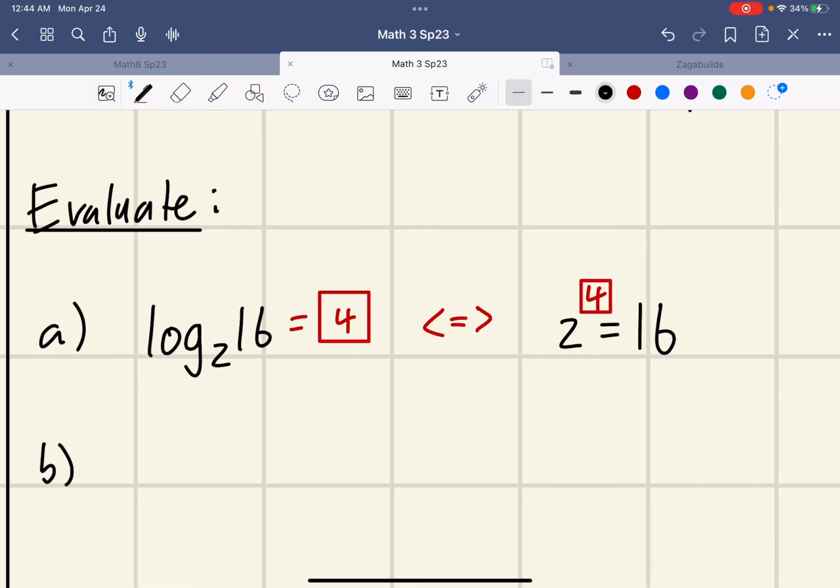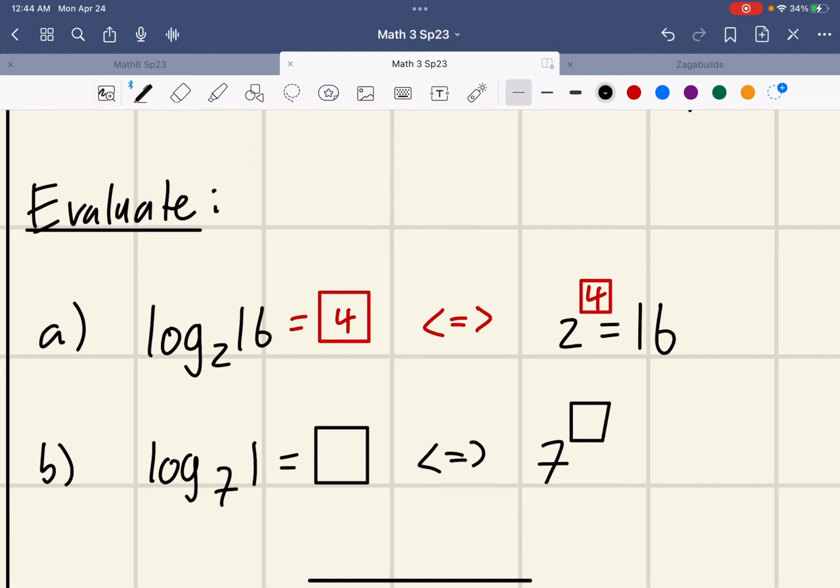For example, log base 7 of 1. Same thing. I don't know what this is equal to, and I don't know how to process it, because this is not 7 to the power of 1. If I rewrite this, my 7 is my base. I need to find the exponent, and it has to be equal to 1.